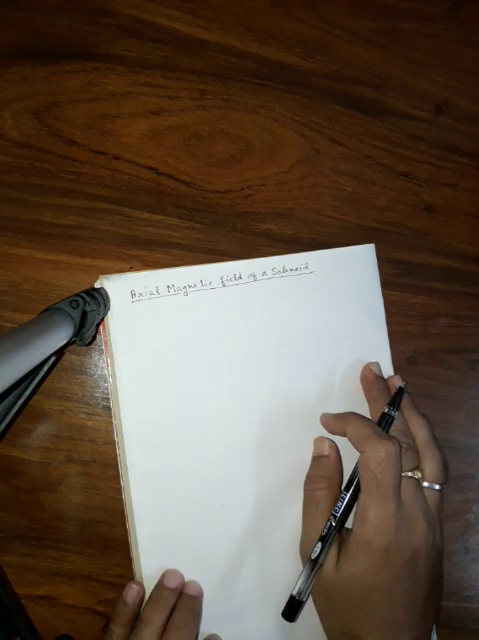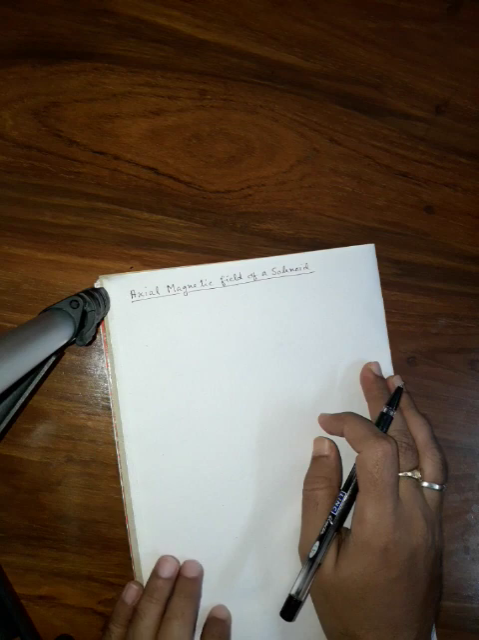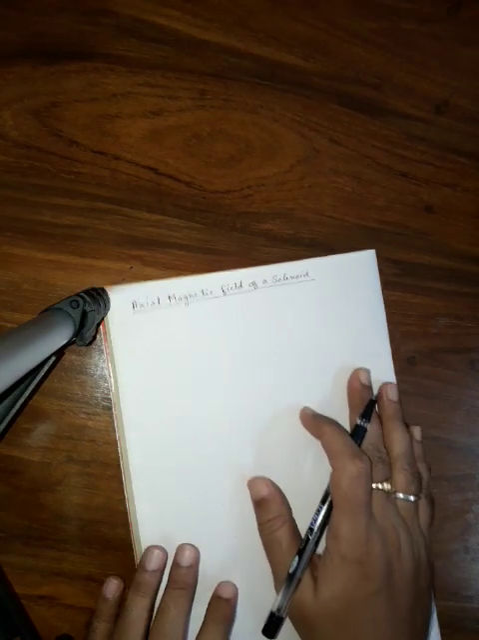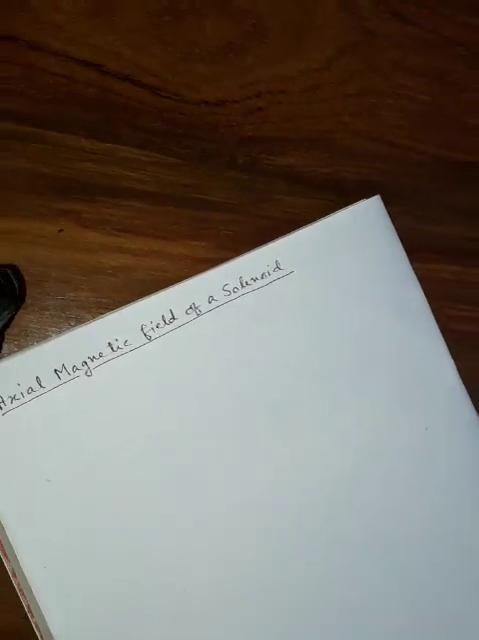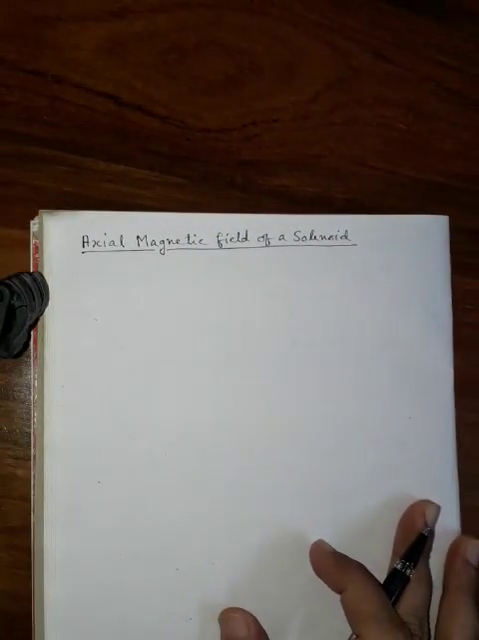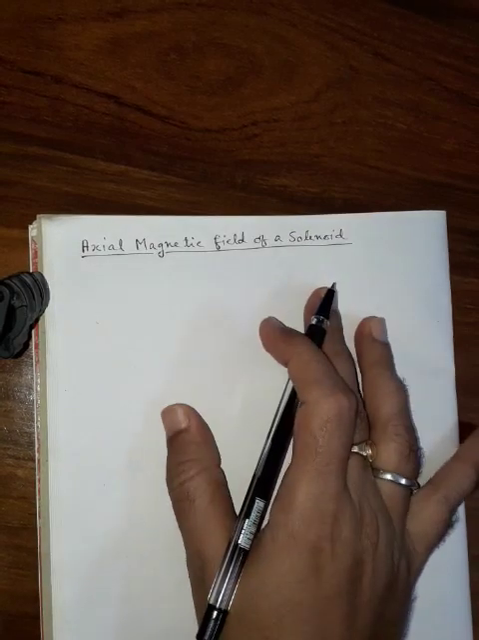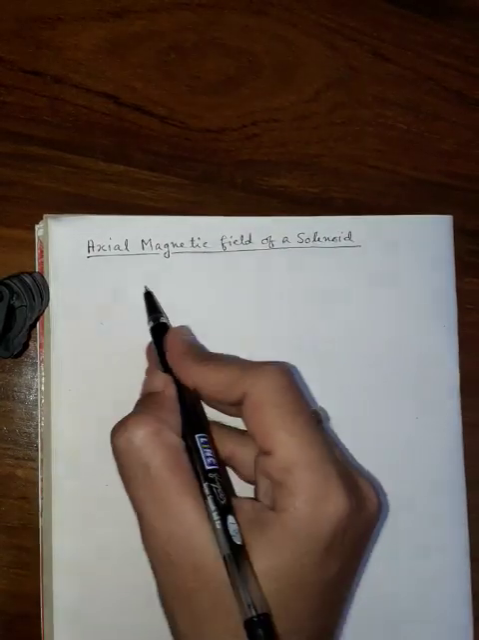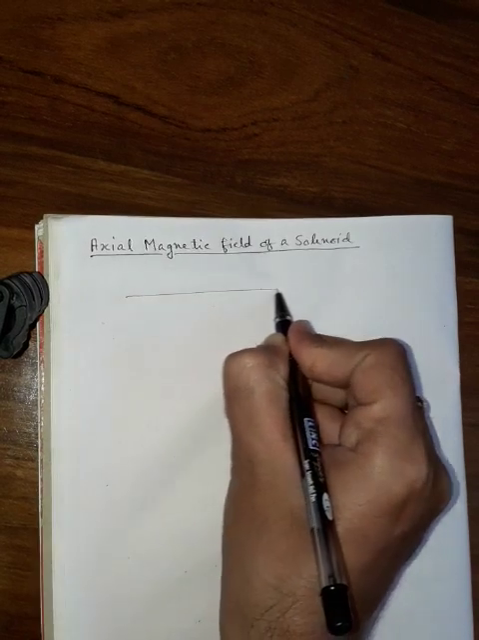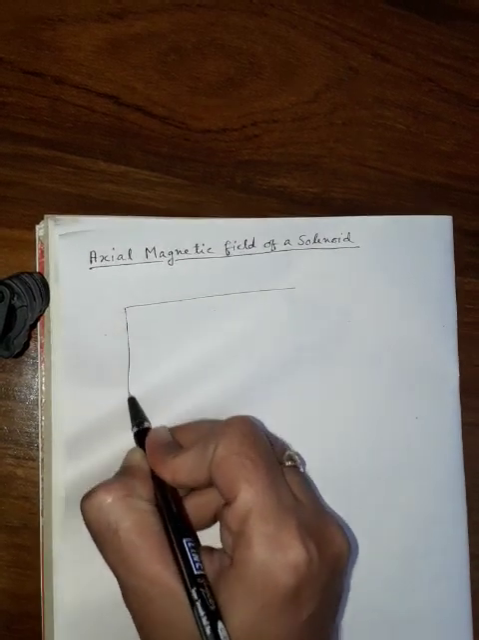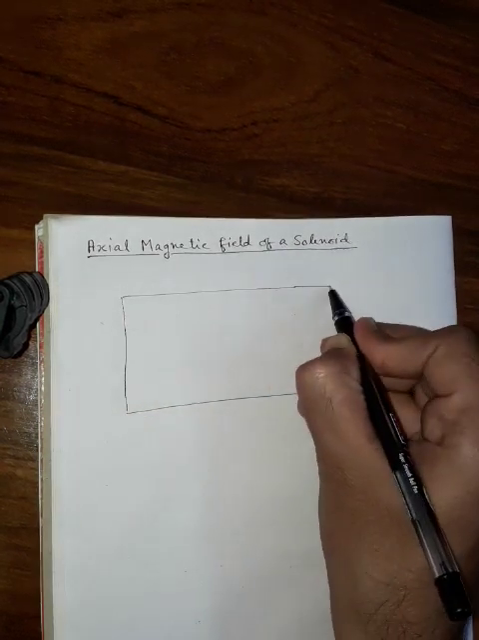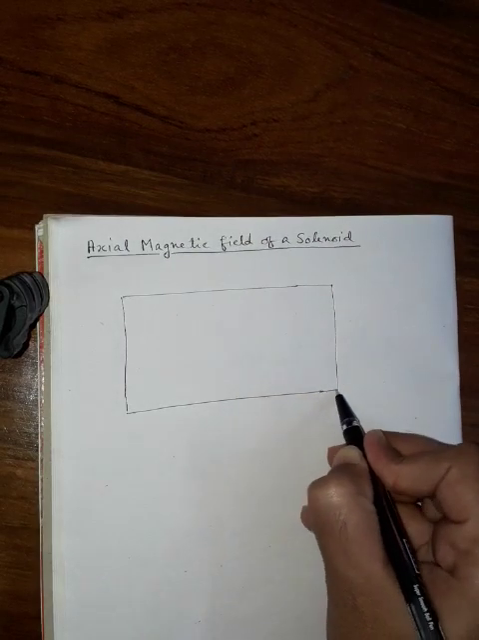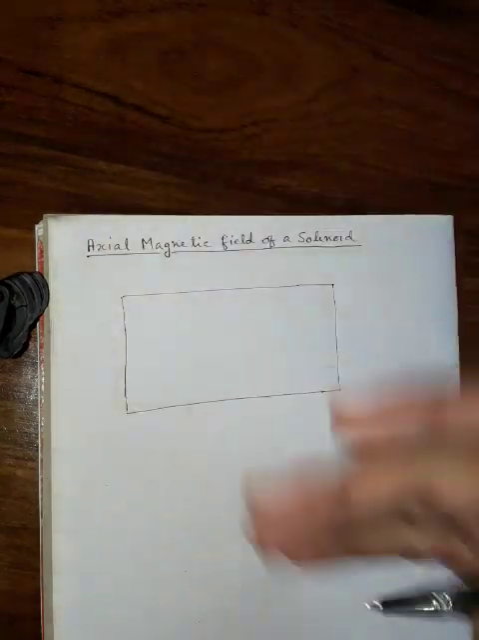Today we are going to discuss the axial magnetic field of a solenoid. Now, first of all, let us draw the cross-sectional diagram of a solenoid. Suppose we have made the cross section of a solenoid.